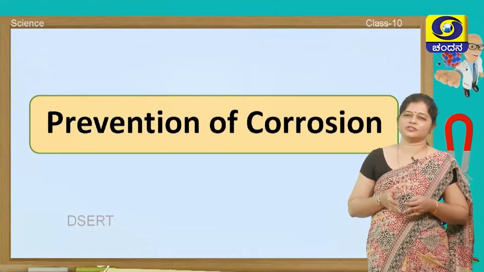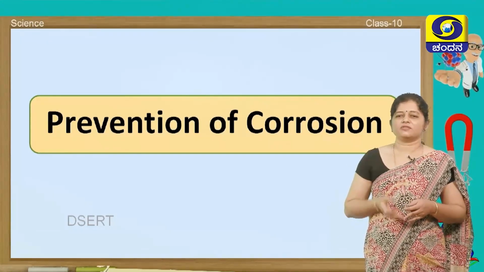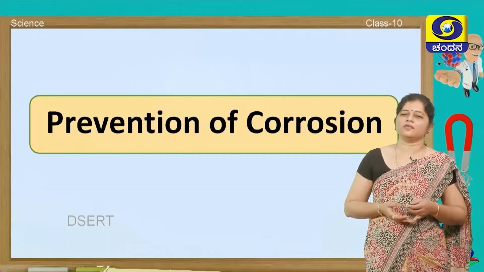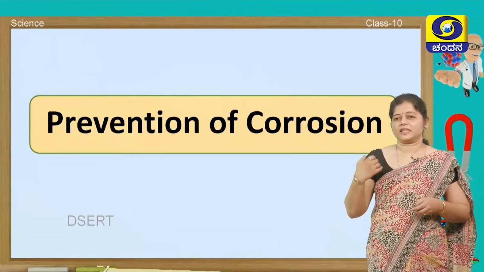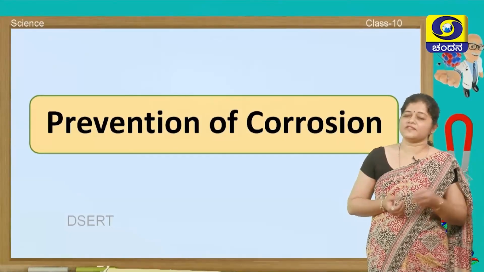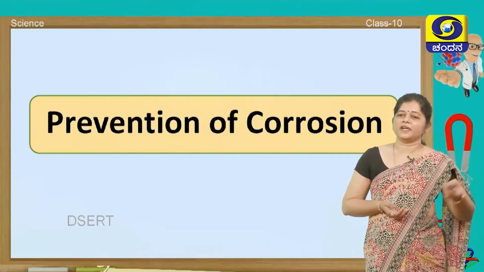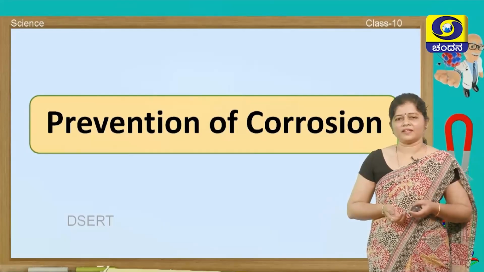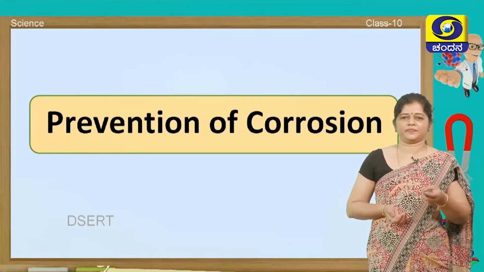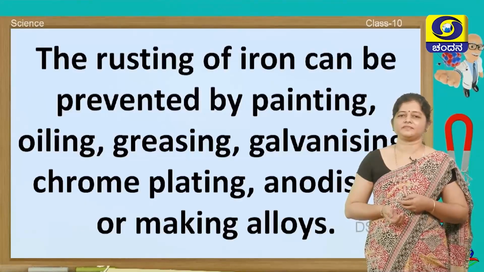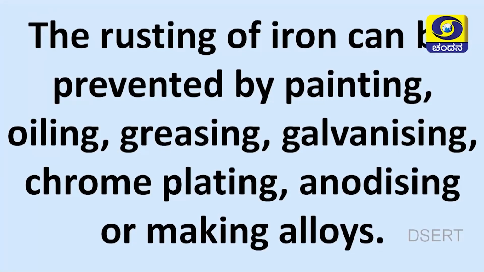Now, what is corrosion? Corrosion is the damage caused to the metal by the action of either oxygen or the carbon dioxide in the air. So, if we let the metal get exposed to corrosive action of these elements, then the metal will be lost. So, to avoid that, we have various methods to prevent the corrosion. Now, let us see one by one. Rusting of iron can be prevented by painting, oiling, greasing, galvanizing, chrome plating, anodizing, or by making it into alloys.